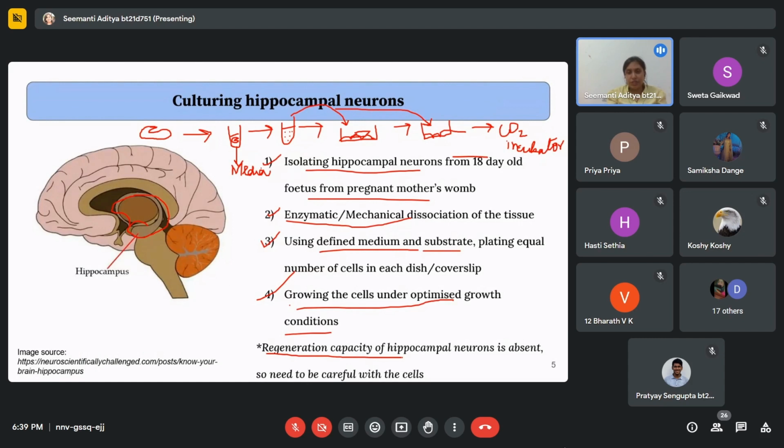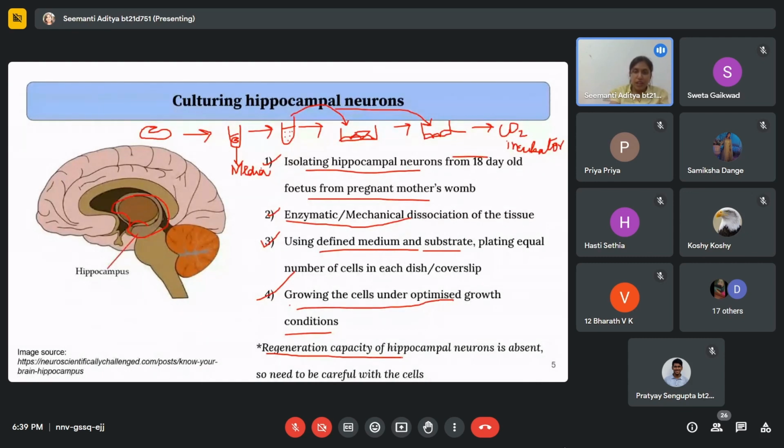So we have to be very careful when we are working with primary cell lines, especially the neuronal cell lines. If any kind of cells are contaminated or not healthy, they have to be discarded. So we need to avoid that.